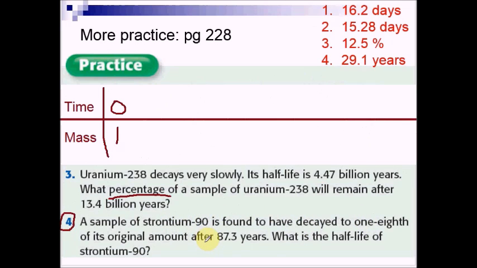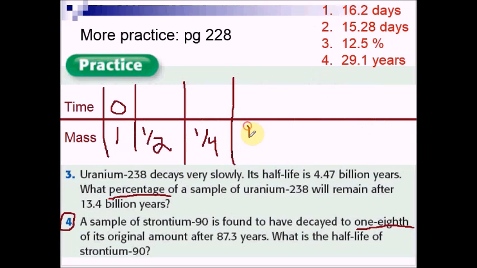All right, number 4, looking at the same chart, a sample of strontium-90 is found to have decayed to 1/8 of its original amount after 87.3 years. What's the half-life of strontium-90? All right, well, it tells me an eighth, so I'm going to just mark that off on the bottom. After 1 half-life goes by, again, I've got a half. Another half-life goes by, I'm going to have a fourth of that sample. And another half-life goes by, I'm going to have an eighth.